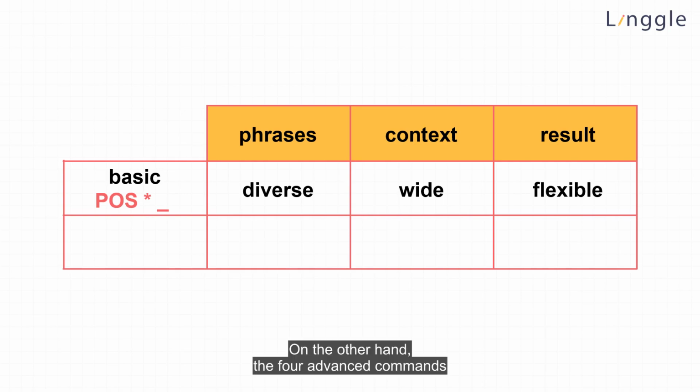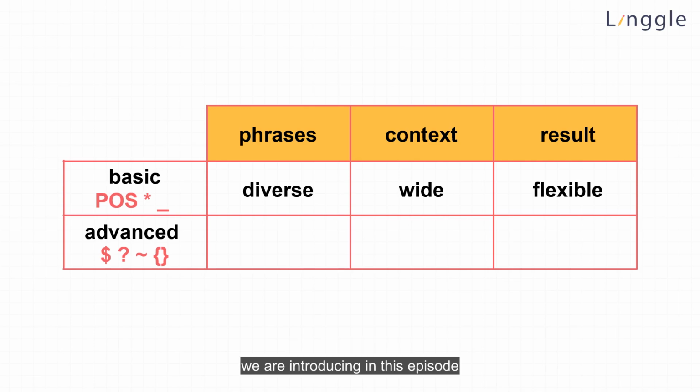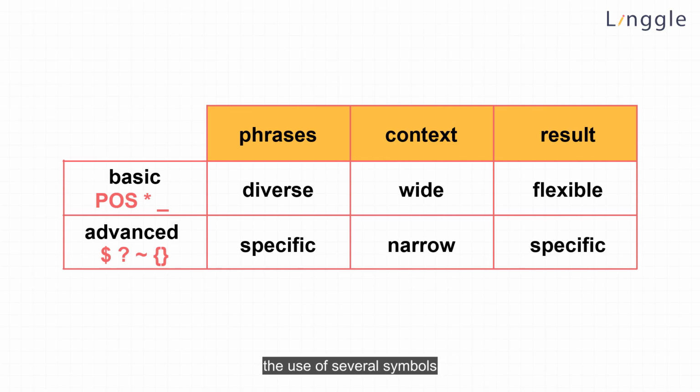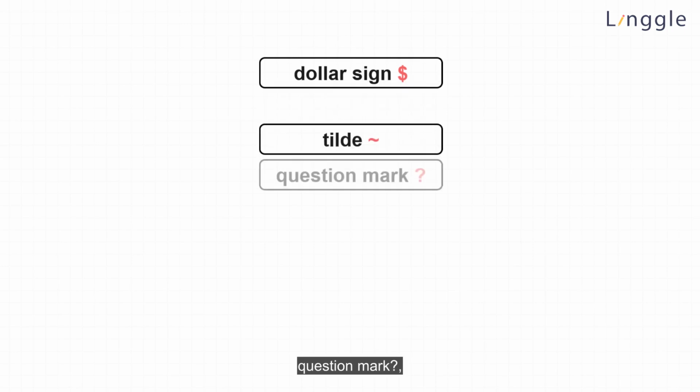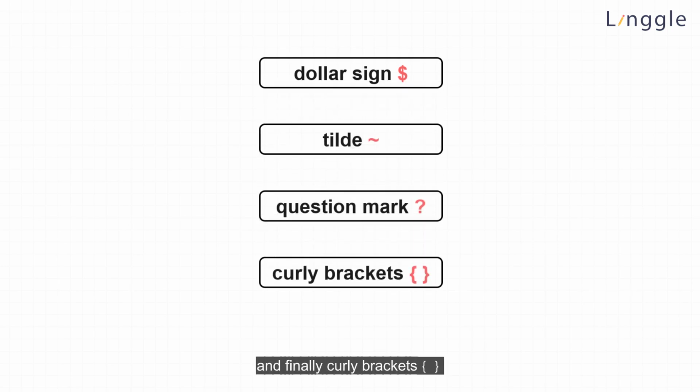On the other hand, the 4 advanced commands we are introducing in this episode are more context-dependent. These commands involve the use of several symbols and rules to query Linggle for more specific phrases and example sentences in a more narrow context. We will introduce 4 advanced commands, including $, tilde, question mark, and finally curly brackets. Let's start from the first command, the $.